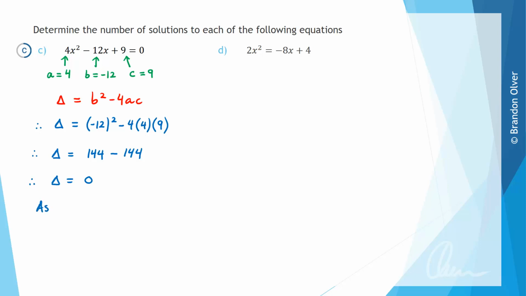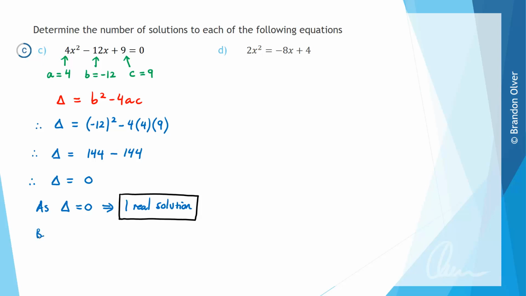So as the discriminant is equal to 0, that tells us that there is one real solution. So that is the answer to part C of this example. But as with part B, we could go on and explore the nature of this solution.